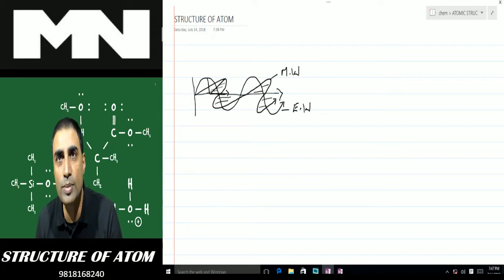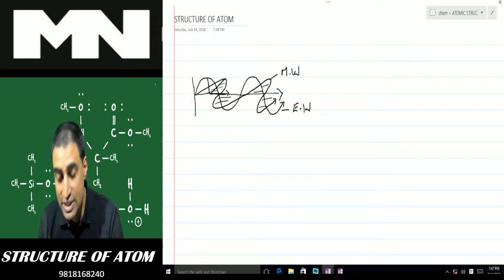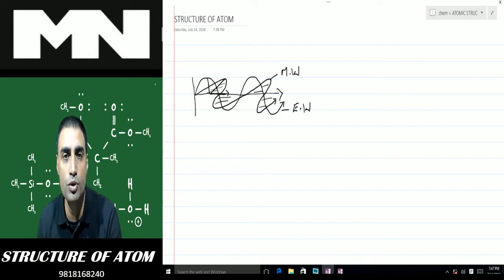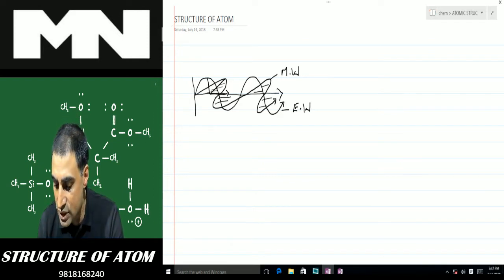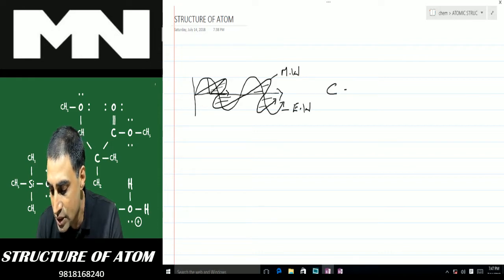So all electromagnetic waves consist of two waves, that is an electrical and a magnetic wave, which move perpendicular to each other and perpendicular to the direction of propagation. All electromagnetic waves have a fixed velocity and we represent it by c, that is 3 × 10^8 meters per second.